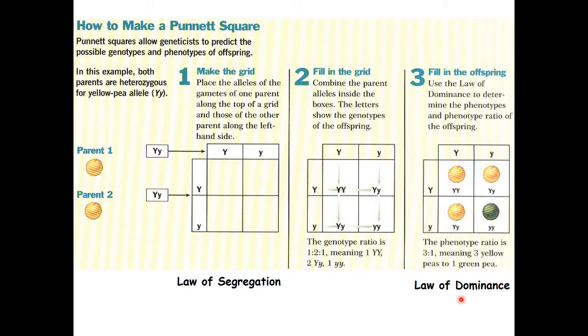Now, based on the law of dominance, you can figure out from the genotype what the phenotype will look like. If Y is dominant, which is yellow, then this one is homozygous dominant, so it has to be yellow. This one is heterozygous dominant, so it has to be yellow too. So you already figure out based on the genotype that these three babies will be yellow. This one will be green. Okay, so with the Punnett square, you're using the law of segregation and the law of dominance at the same time. Get it?